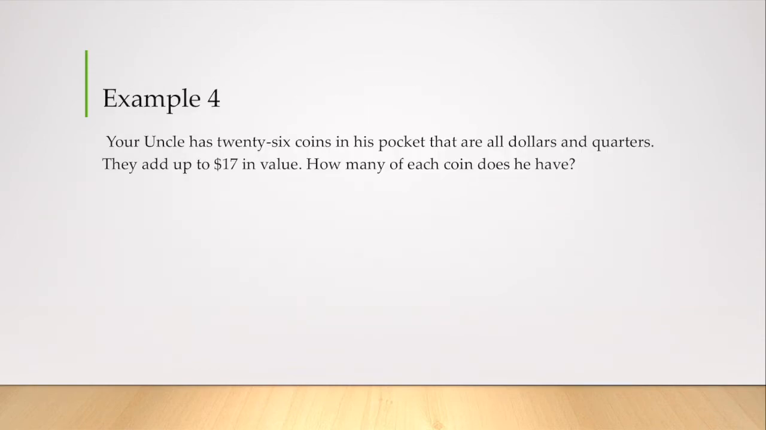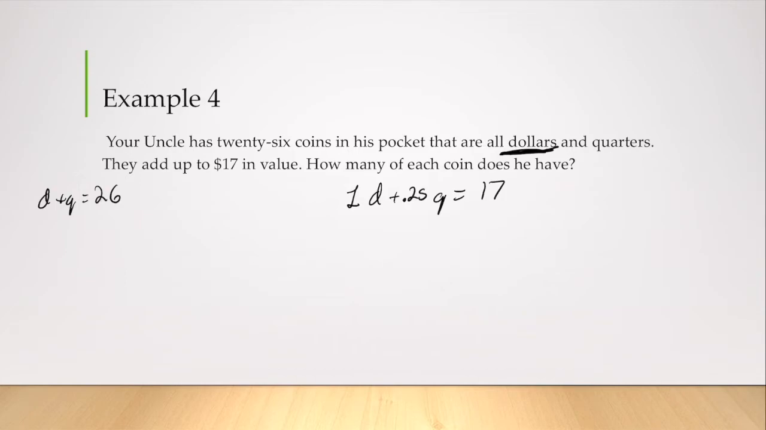So setting up a table is always really helpful as you work through these problems. So let's say your uncle has 26 coins in his pockets that are dollars and quarters. So the number of dollars and quarters is 26. These dollars and quarters add up to $17 in value. So the dollars are worth 1 and the quarters are worth 0.25, and that's going to add up to $17.